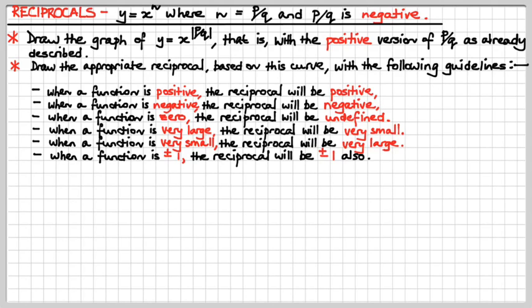Now, lastly, but very importantly, when the function is plus or minus 1, the reciprocal will be 1 over plus or minus 1, which is plus or minus 1 respectively as well. Okay? Get that? Well, if you don't get it, don't worry, here they come.